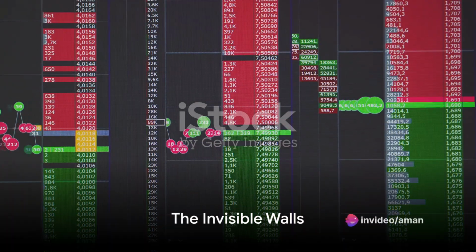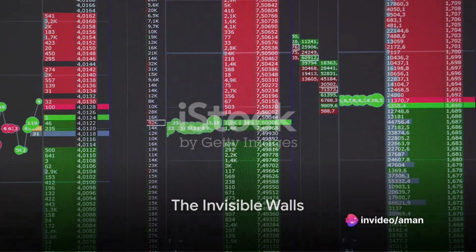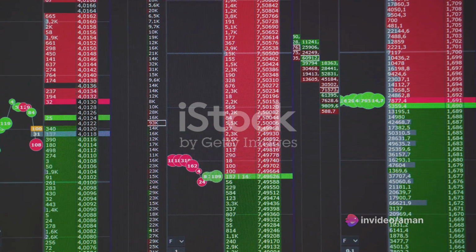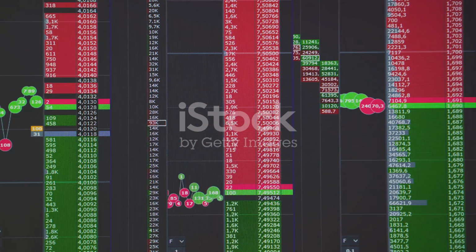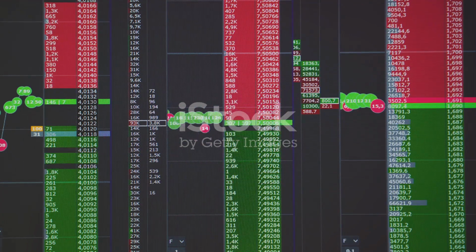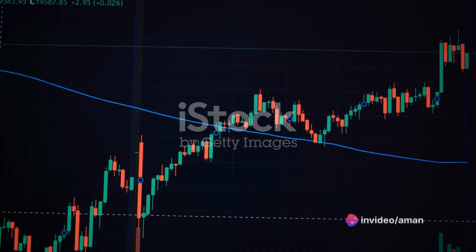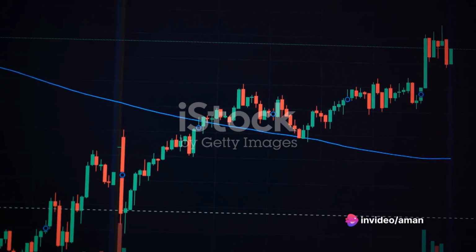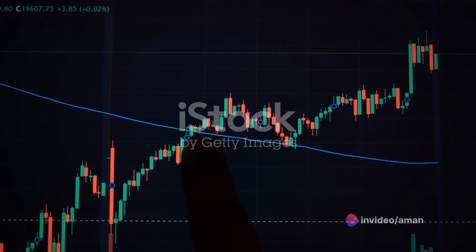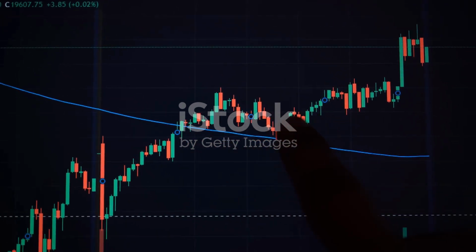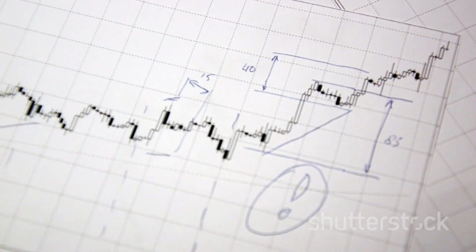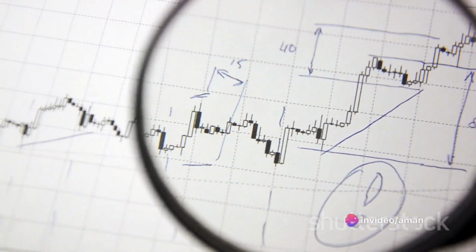In the world of trading, support and resistance levels are like invisible walls. These are price points on a chart where the probabilities favor a pause or reversal of a prevailing trend. But how do they work? Let's delve into the details. Support and resistance levels are the cornerstone of technical analysis. A support level, as the name suggests, is a price level where the asset tends to find support as it falls. This means the price is more likely to bounce off this level rather than break through it.